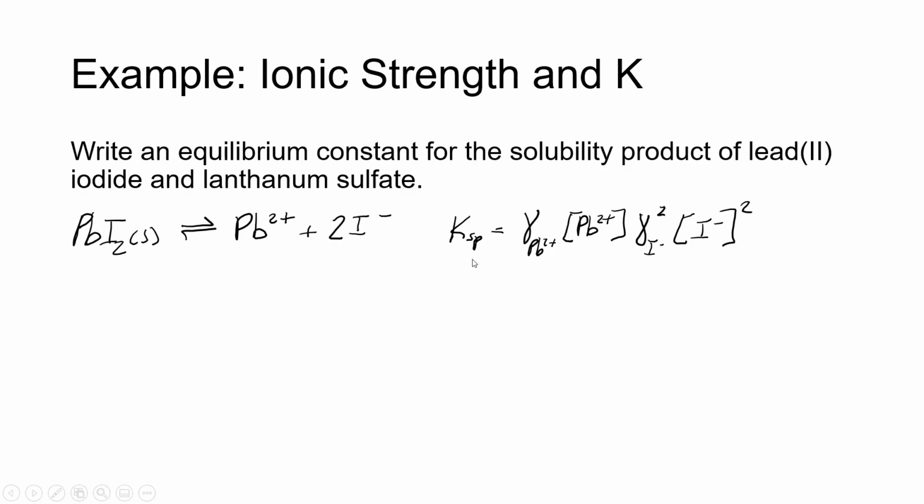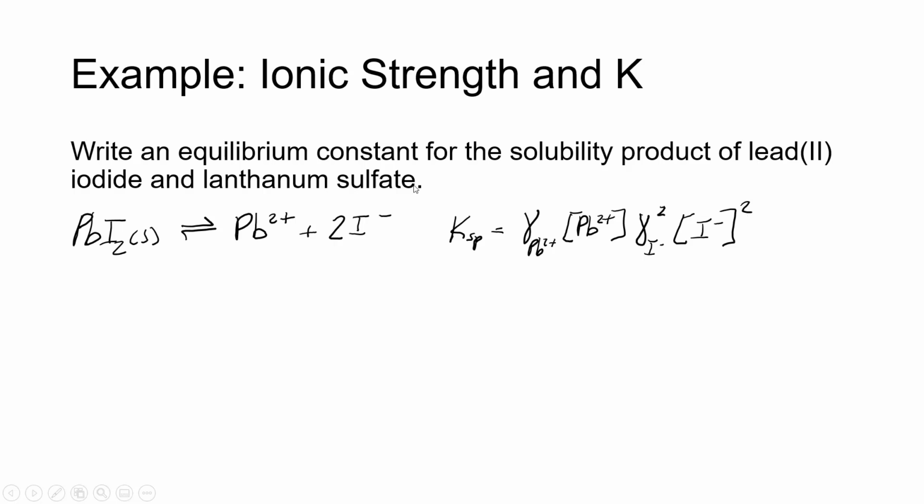The KSP in general chemistry we would have written as the concentration of lead-2+ times the concentration of I- squared. But when taking activity coefficients into account, the equilibrium constant expression should be written as the activity of lead-2+ times the activity of iodide squared. Or we can write the activity coefficient of lead-2+ times the concentration of lead-2+ times the activity coefficient of iodide squared times the concentration of iodide squared.